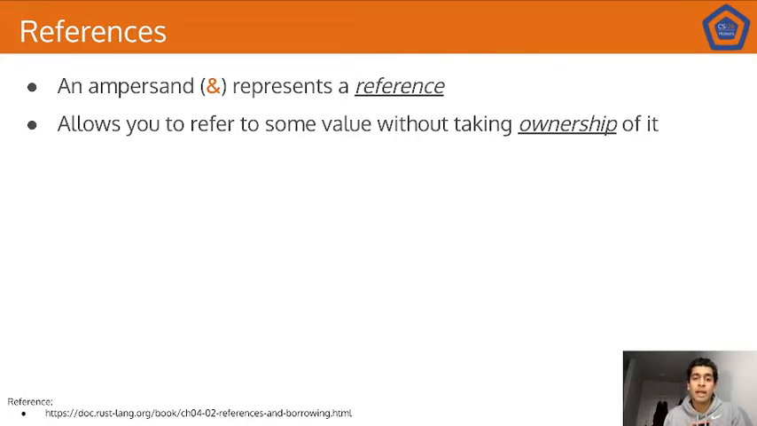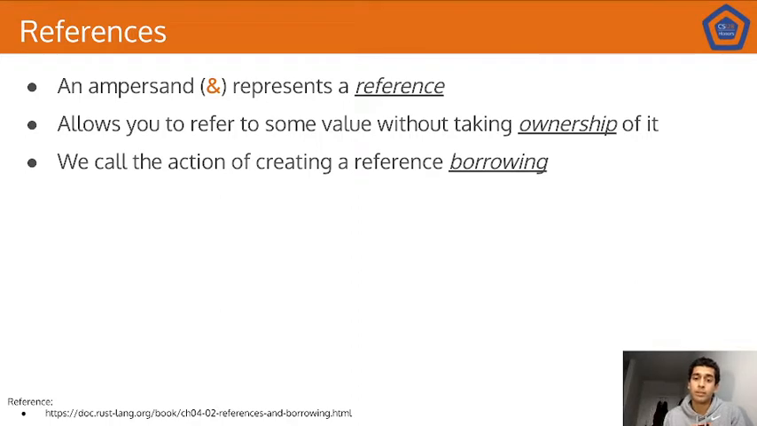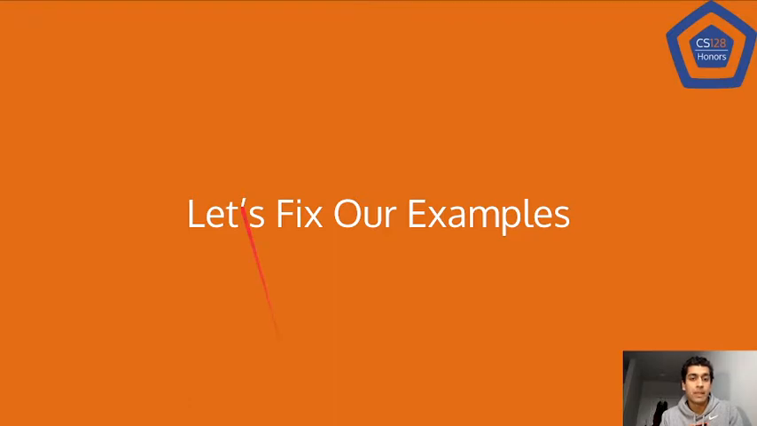And so we call the act of creating a reference borrowing in Rust. So when you use this ampersand symbol, you are borrowing a value from the owner. So let's sort of fix our examples and see how we can introduce borrowing into our code.